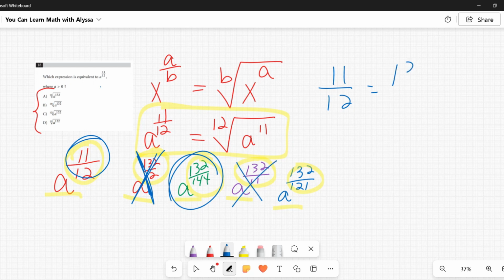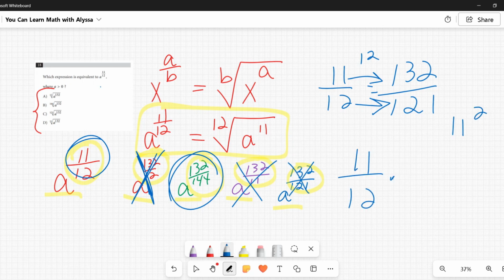And then the last one, 132 over 121. 11 times 12 gets you to 132, but 12 does not go into 121 evenly. 121 is actually 11 squared. So this one is out as well.